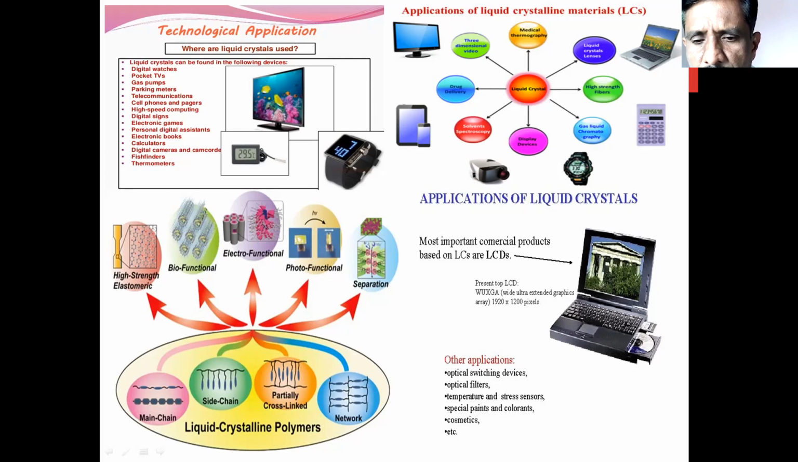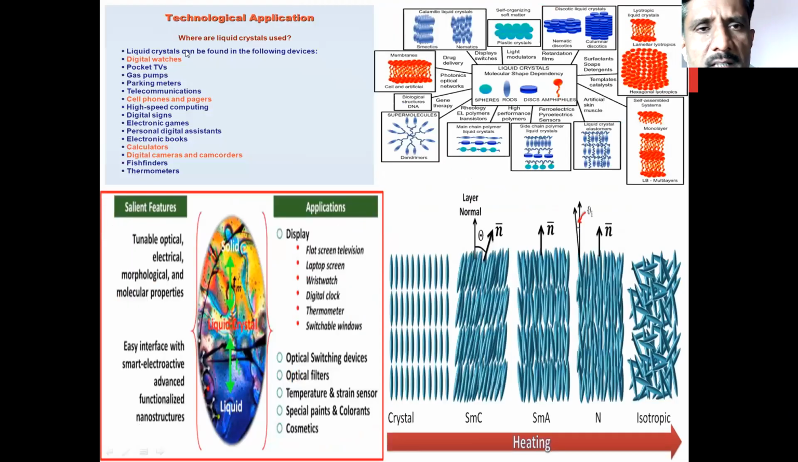Other applications I have shown here: optical switching devices, fibers, cosmetics, special paints and colorants are also made up of different liquid crystals. In the technological applications, I have given a long list in which liquid crystals are used. You can see here, in polymer chemistry, how the liquid crystal plays an important role depends upon their shape dependency. There are spherical shaped, rod shaped and disc shaped liquid crystals. There are amplifiers also.